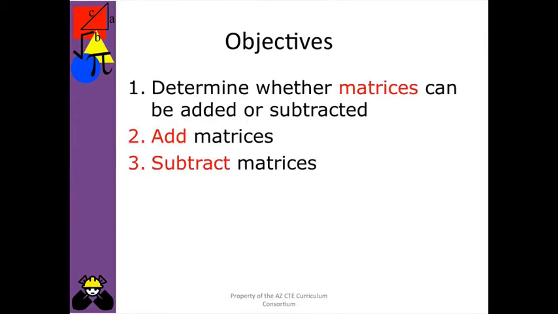All right, the objectives today. On your note taker, fill in the words that are in red. We're going to determine whether matrices can be added or subtracted. So that's a question. Can they always be? Because we know we can always add and subtract whole numbers. Number 2, we're going to learn to add matrices. And number 3, we're going to learn to subtract matrices. All right, so think about that. We've talked about matrices in a previous lesson, and we're going to look at them a little bit more today.